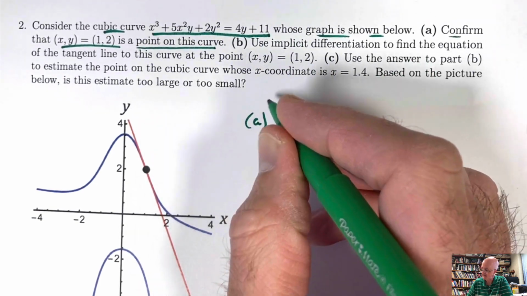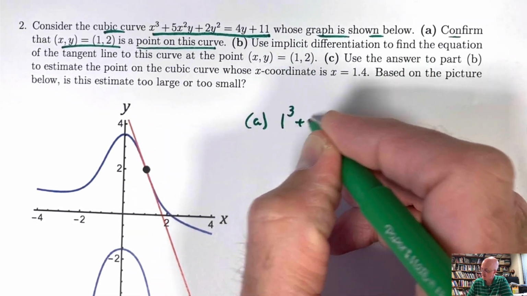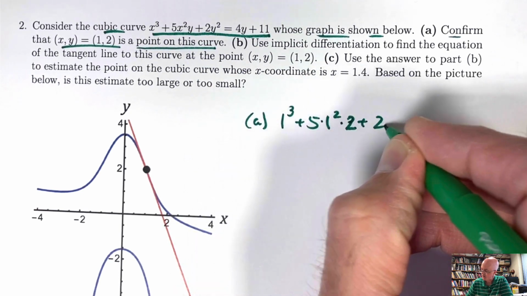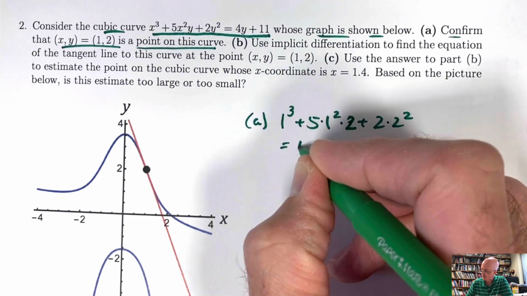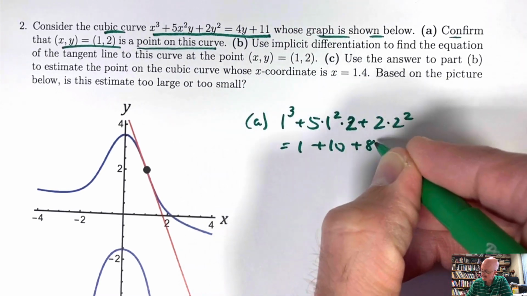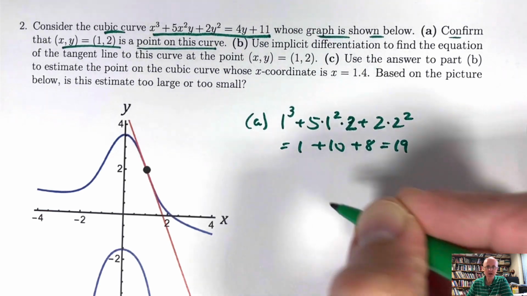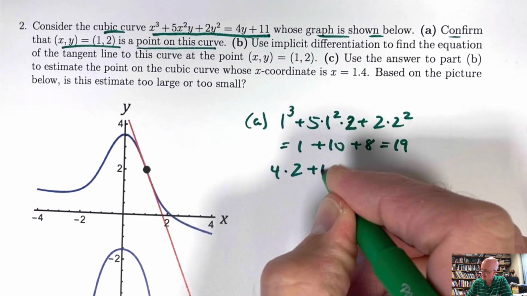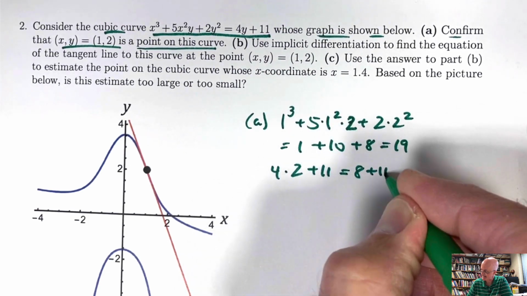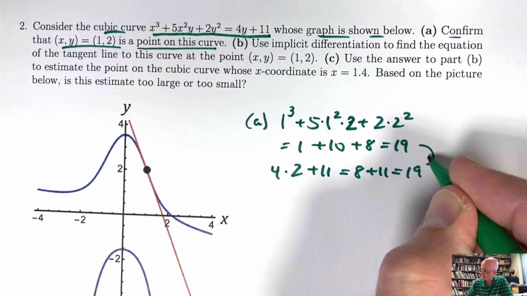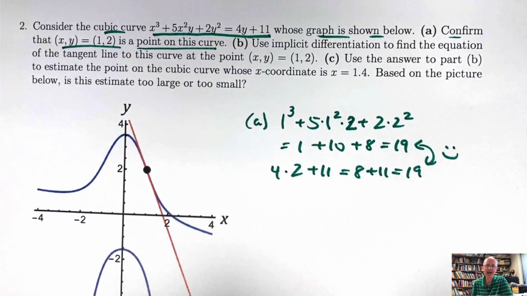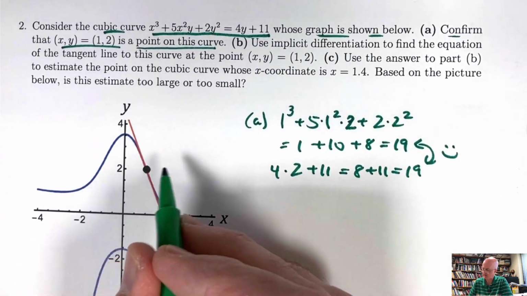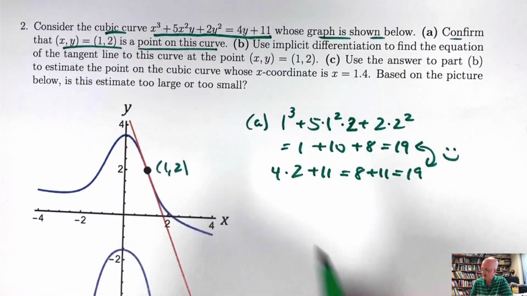If you plug it into the left-hand side, you get 1 cubed plus 5 times 1 squared times 2 plus 2 times 2 squared. That becomes 1 plus 10 plus 8, which is 19. And if you plug in y equals 2 on the right side of the equation, you get 4 times 2 plus 11, which is 8 plus 11, which is 19. The fact that those match makes us happy. That is enough to verify that this point with coordinates 1, 2 is on this curve, and it is this point that you see right here, 1, 2.